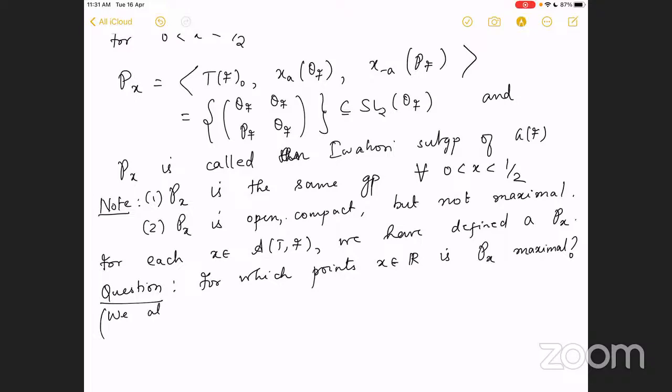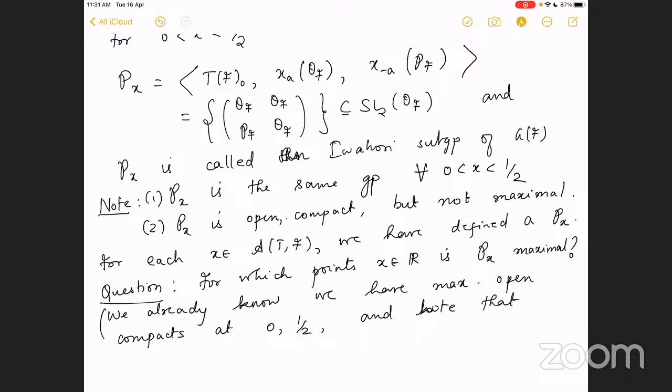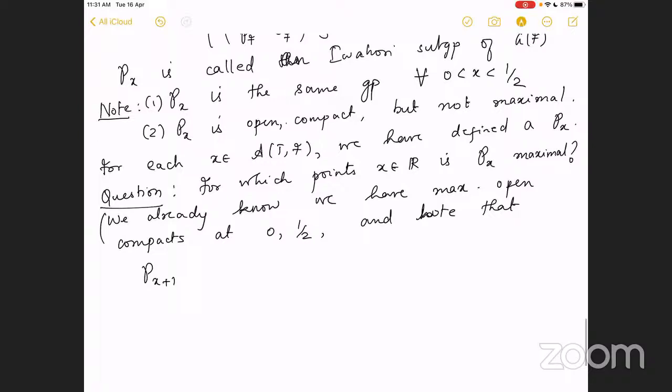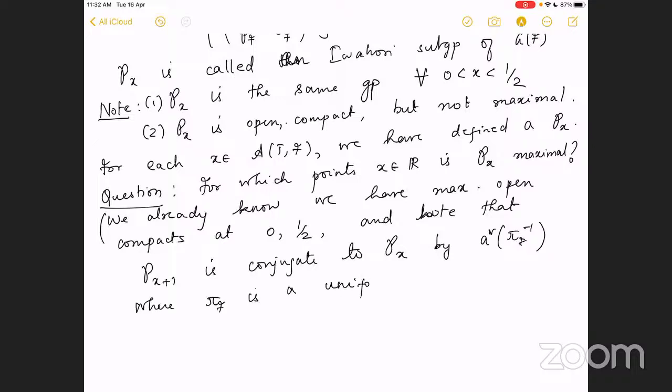We already know we have maximal open compacts at 0 and half, and note that P_{x+1} is conjugate to P_x by the element A check of pi_F inverse, where pi_F is a uniformizer of F. Okay, so this is an elementary calculation. You can see that P_{x+1} is conjugate to P_x by A check of pi inverse.